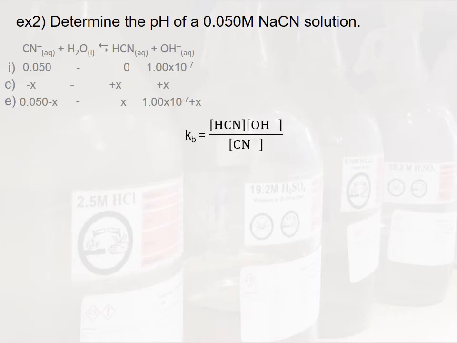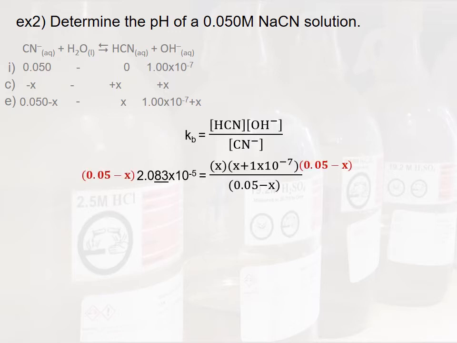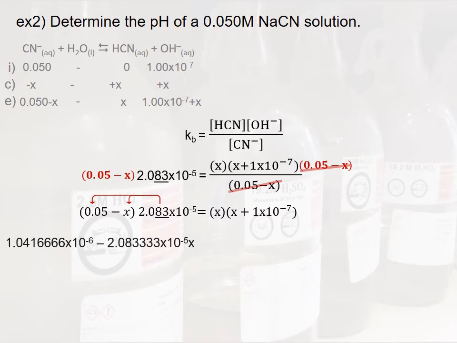Now with the ICE chart made, we'll make our Kb expression, and we will substitute in the values from our equilibrium line in our ICE chart, and we're going to take that Kb value from example number 1, where we found the Kb value for CN minus. First thing I will do is multiply both sides by the denominator, and then I'm going to distribute Kb into the brackets, which will give me this, and I will distribute the x into the brackets on the opposite side, which will give me that.